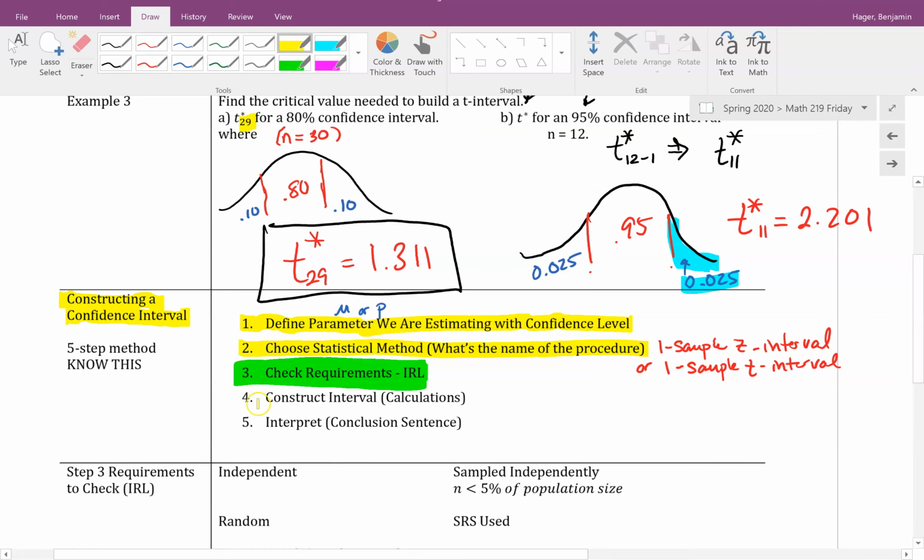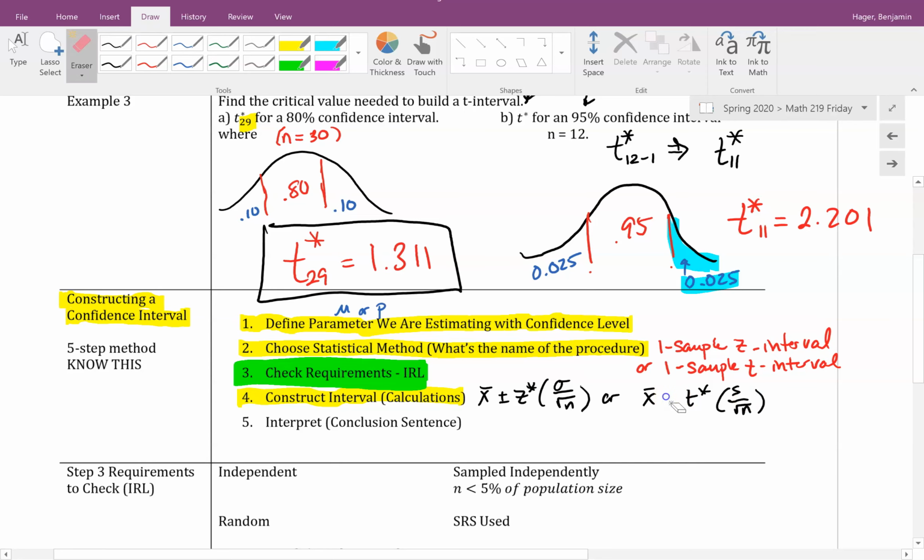Step 4 is where you actually do the thing, where you actually create the confidence interval. So this is actually creating the interval, whether it's a z interval, in which case you're using population standard deviation, or if it's a t-interval, in which case you would be using the sample standard deviation. It just depends on what you have.